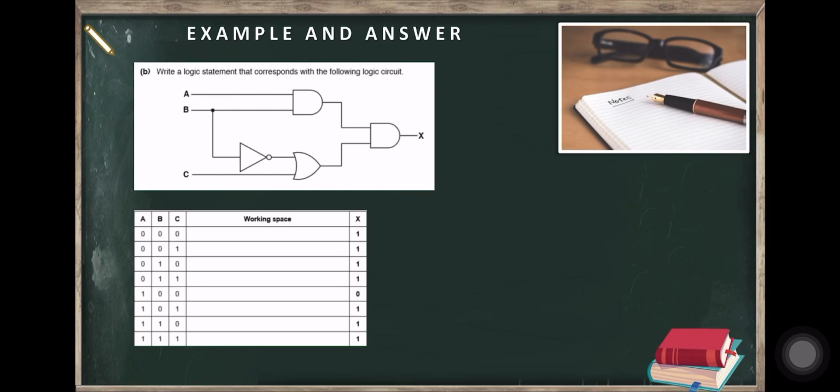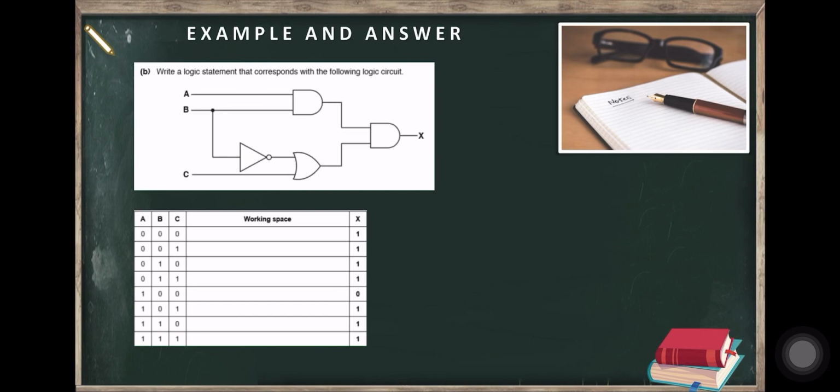This is an example question and answer. For this circuit, there will be 3 inputs. It's a combination of AND gates, a NOT gate, OR gates, and another AND gate.